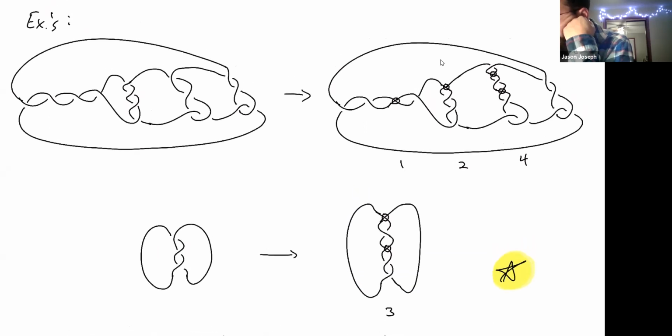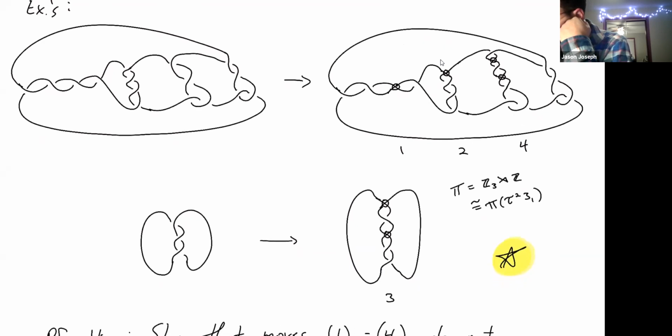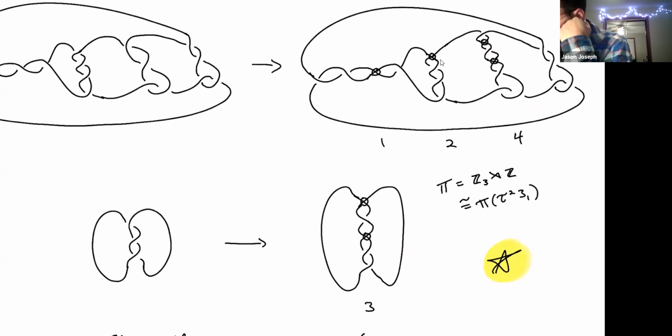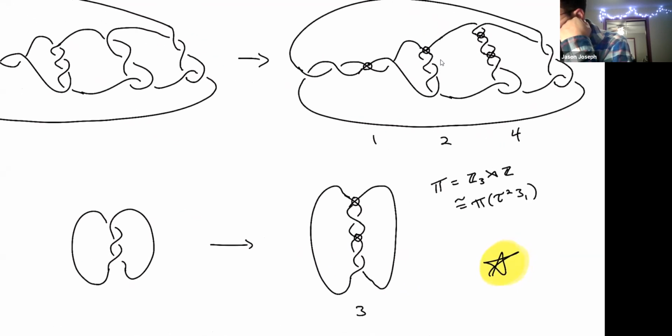It's kind of a fun example because the group here is a semi-direct product of Z3 and Z. And this is also the group of the 2 twist spun trefoil, or any 2 twist spun 2 bridge knot with determinant 3.